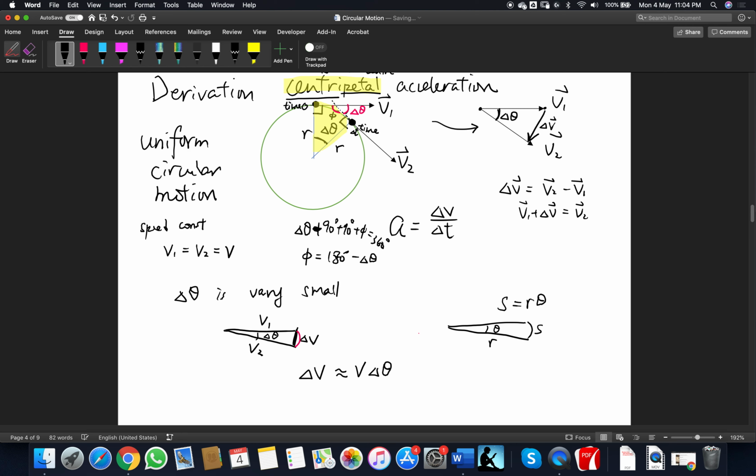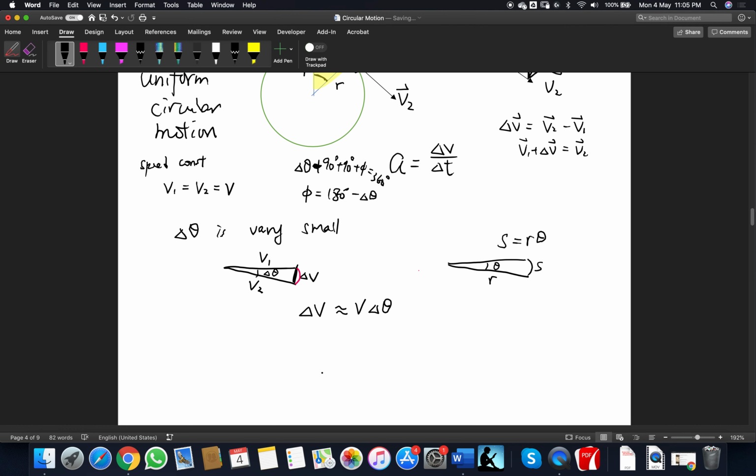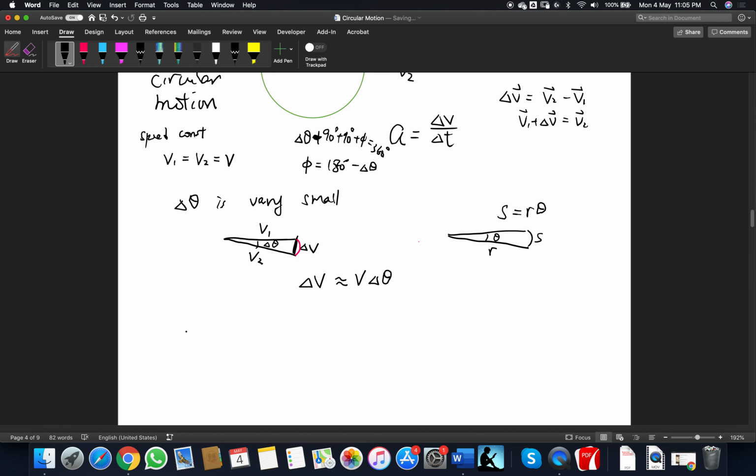Because in this sector, the radius is V1 or V2, that is V, the angle is delta theta. So the arc length is roughly equal to V times delta theta. That is the change in velocity. And then we substitute the change in velocity in the formula of the acceleration: V times delta theta, divided by delta t.